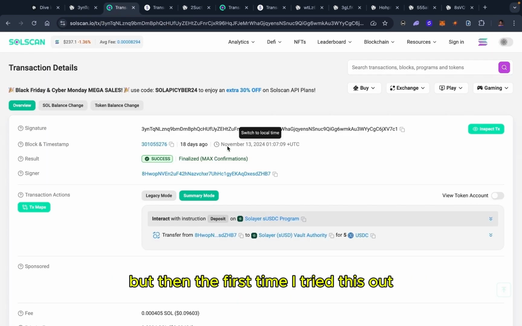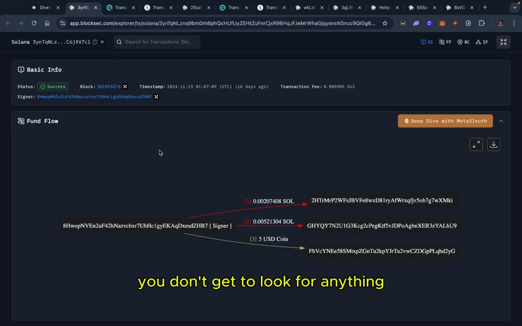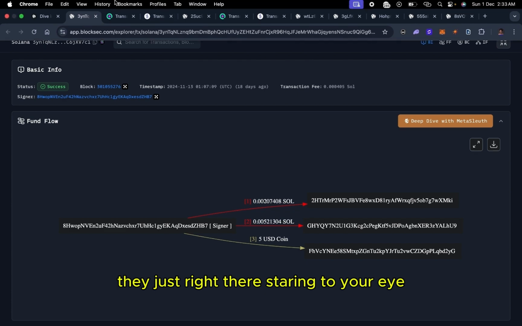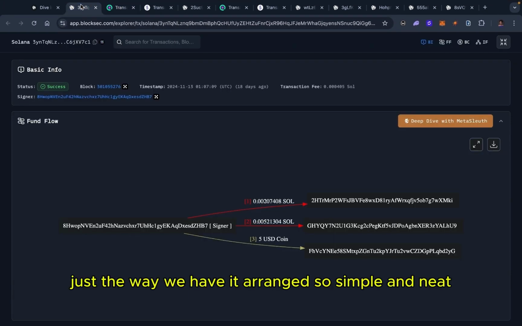But then the first time I tried this out, I was looking for the date. I couldn't find it. But on Phalcon Explorer, it's stress-free. You don't get to look for anything. They're just right there, staring into your eye. So for the basic info, just the way we have it arranged, so simple and neat.